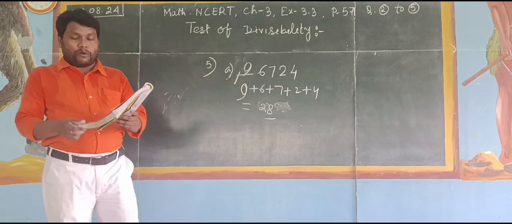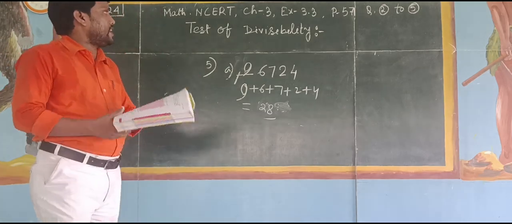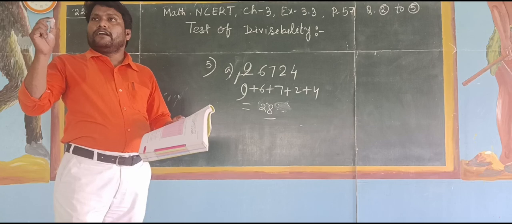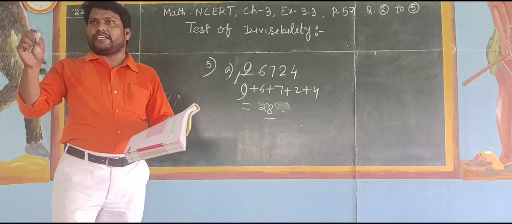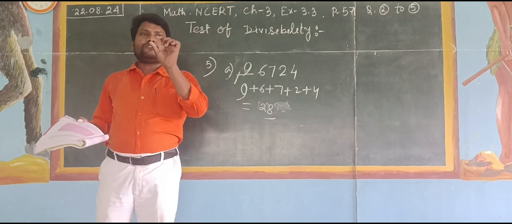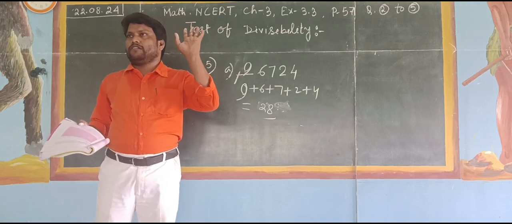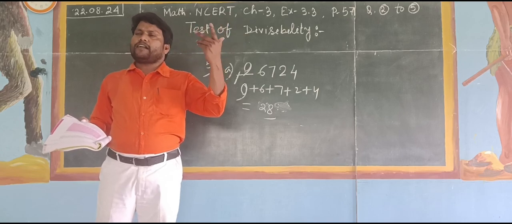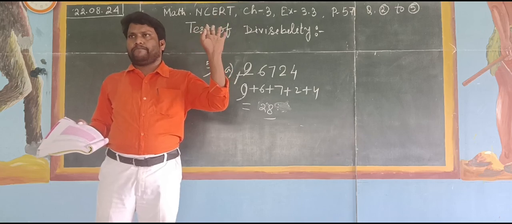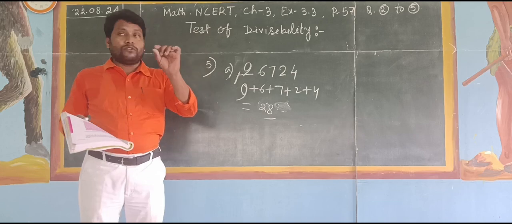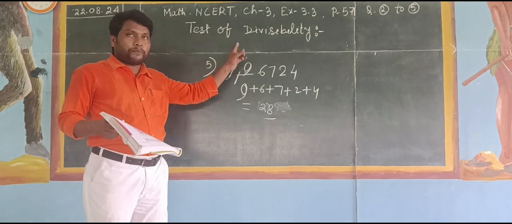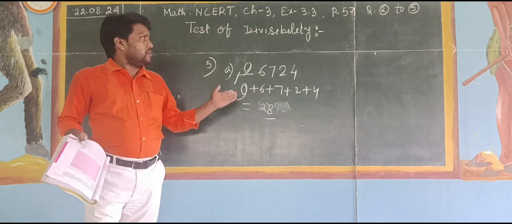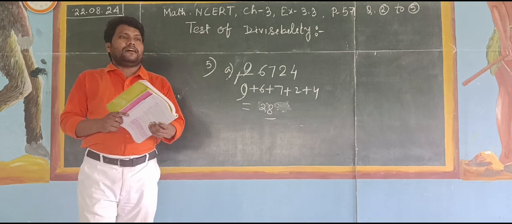Okay, so these were the problems from the NCERT chapter 3, exercise 3.3. I have solved and discussed elaborately the process, the procedure. You just try to remember the procedure. In the question paper, any number can be given, but you have to keep in your mind the procedure by which you test divisibility by 2 or 3 or 4. In the next classes we will solve some other problems.